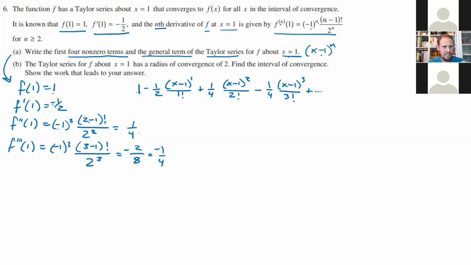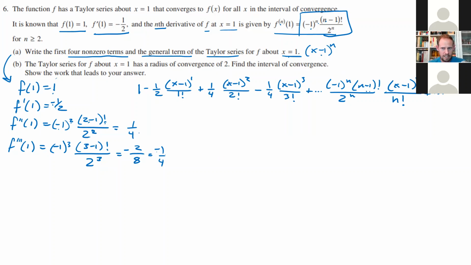Plus dot, dot, dot. Now we need the general term. Now it's just a matter of, do we recognize a pattern? Well, we could probably just use that to help us get our pattern. All right, so our nth term, our nth derivative, right, so 0, 1, 2, 3, will be negative 1 to the n minus 1 factorial over 2 to the n. Then we're going to have an x minus 1 to the n over an n factorial plus dot, dot, dot.